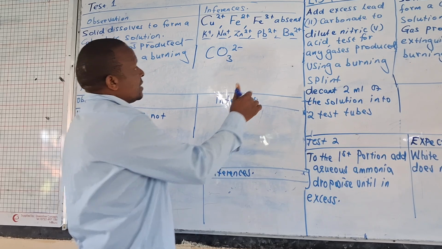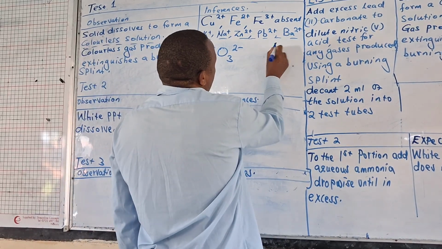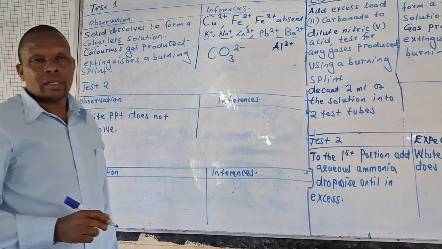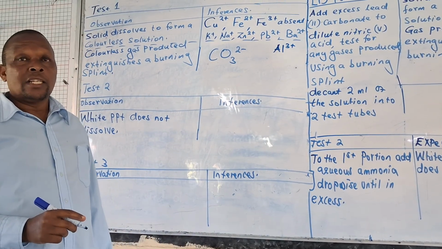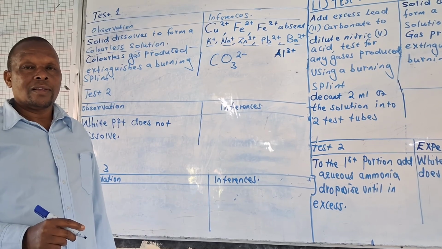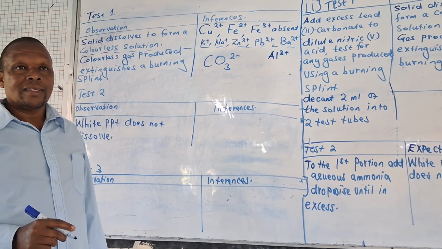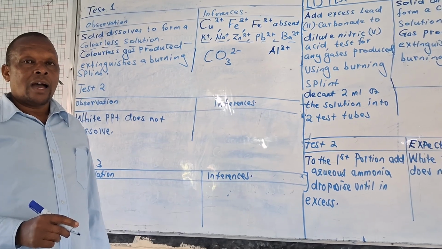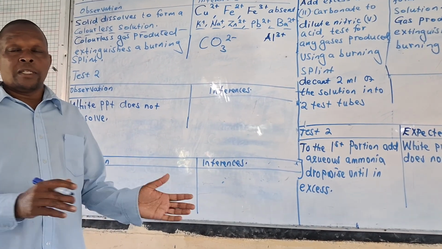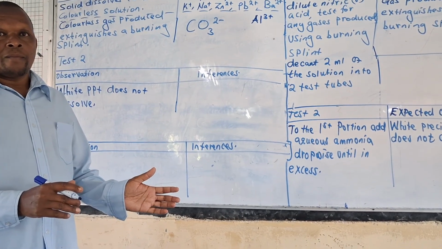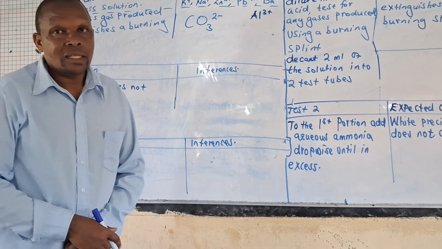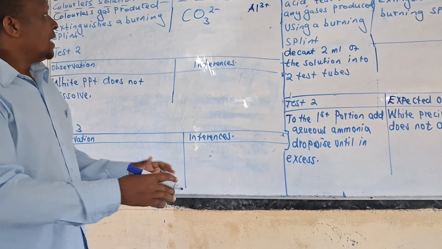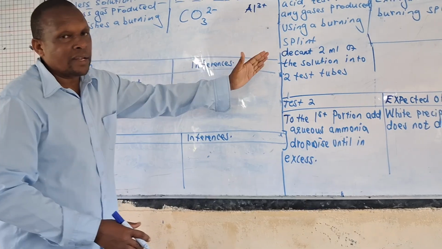Aluminium could have been present, isn't it? So there's a possibility of aluminium ions. What about barium? No. Barium hydroxide. Is it soluble or insoluble? It is soluble. Yes? Aluminium hydroxide, white precipitate does not dissolve. Yes, sir. But do we have aluminium carbonate? Anyway, let us not introduce what we were not given.